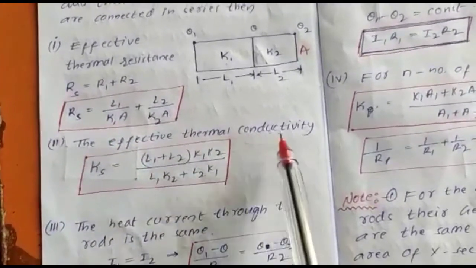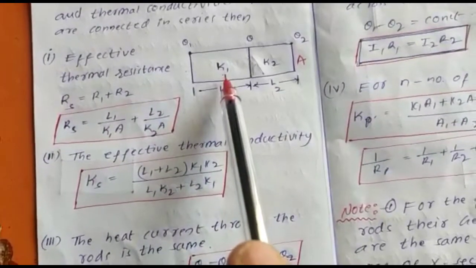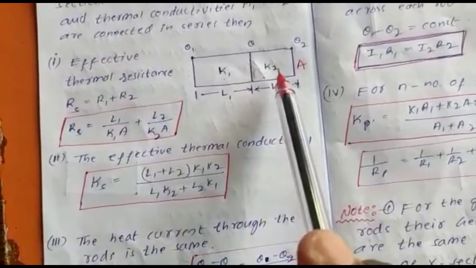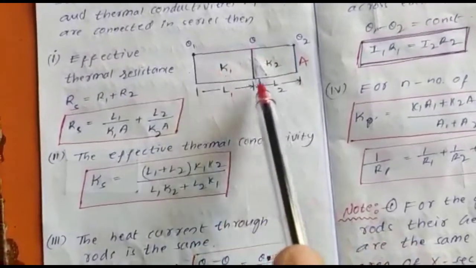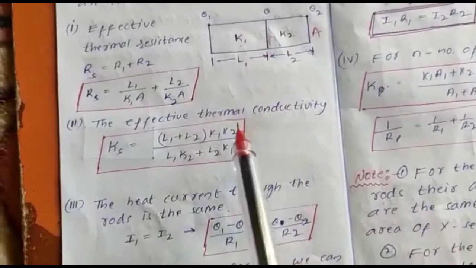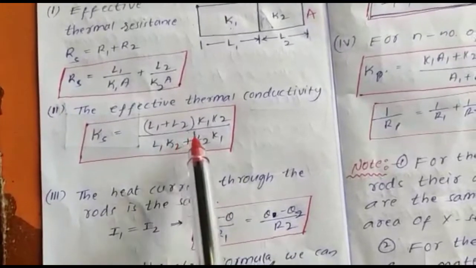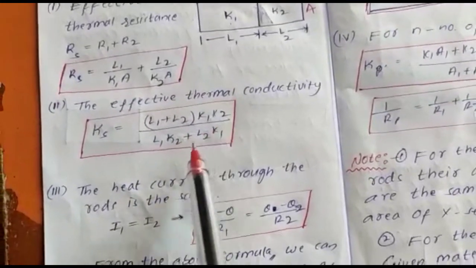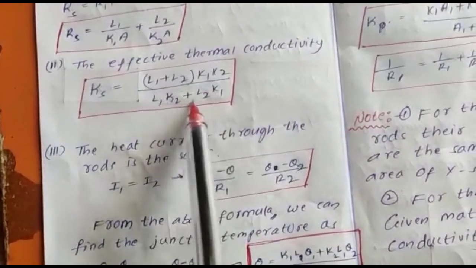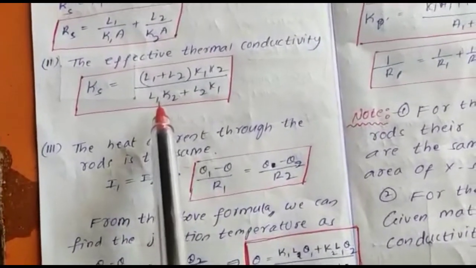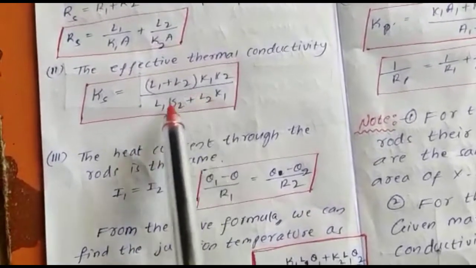For the effective thermal conductivity, K1 is the thermal conductivity of the first rod and K2 is for the second. If these two are making one new rod, by combining them we are constructing a new rod, and you will get the effective thermal conductivity Ks = (L1 + L2) K1 K2 / (L1 K2 + L2 K1). This is somewhat confusing, so please be careful that the denominator is L1 K2 plus L2 K1.